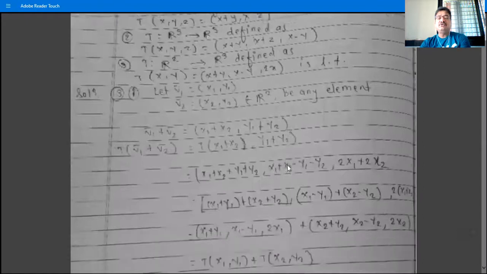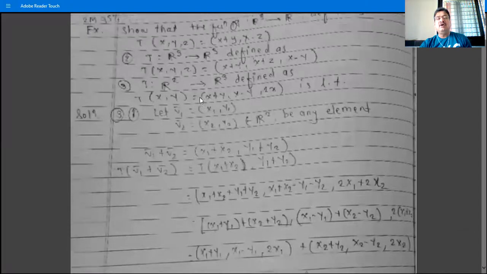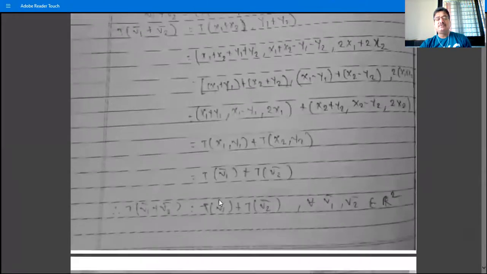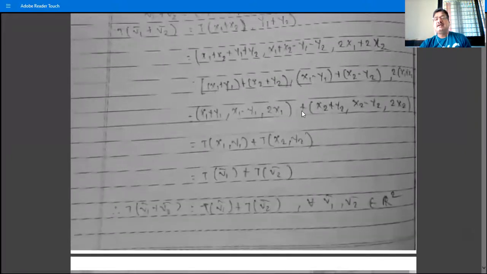So in order to show T(V1 + V2) = T(V1) + T(V2), this is the adjustment. We can denote this equation as equation number 1, and then separately find T(V1) + T(V2), and show the RHS of equation number 1 and equation number 2 are the same. Okay, or adjust here.